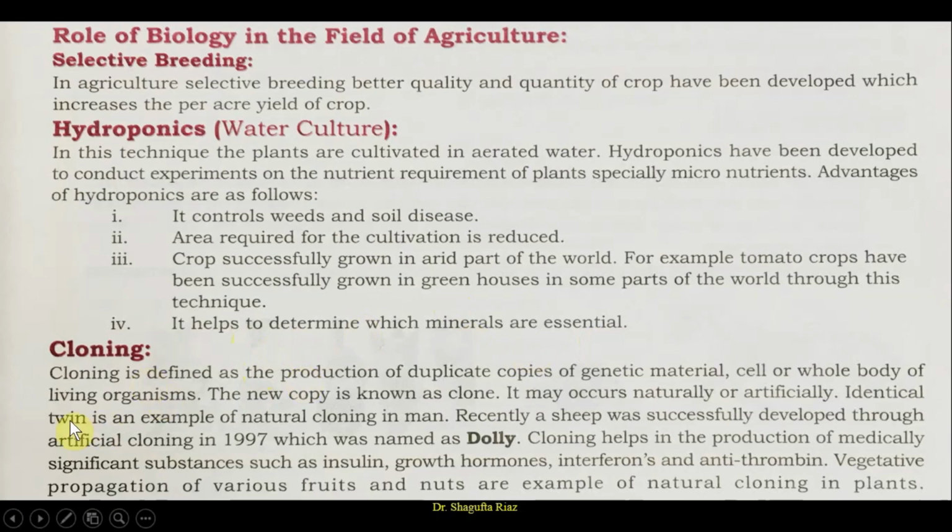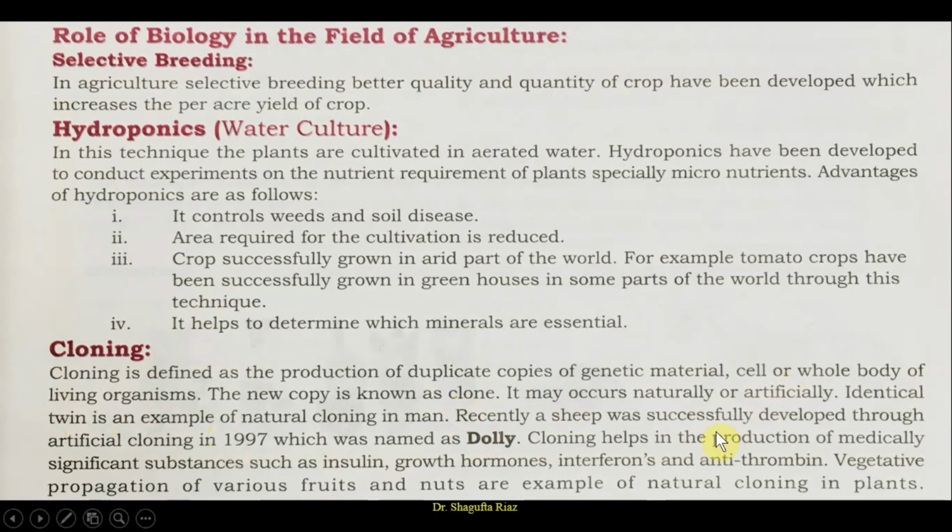Then cloning. This is a very important technique. What is cloning? Cloning is defined as the production of duplicate copies of genetic material. To make a duplicate organ or duplicate cell with the help of its genetic material is called cloning. We can clone a cell or a whole body of the living organism, right? And the new copy of that living organism or cell is called a clone, right?